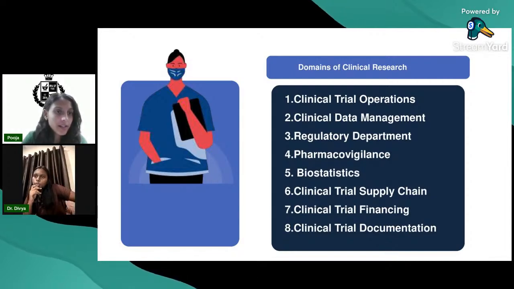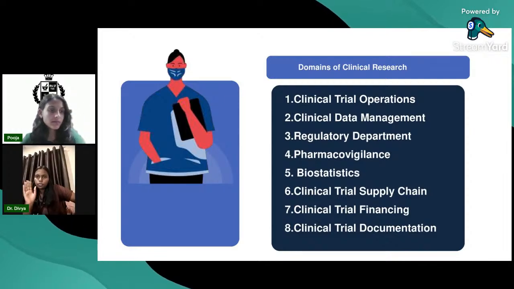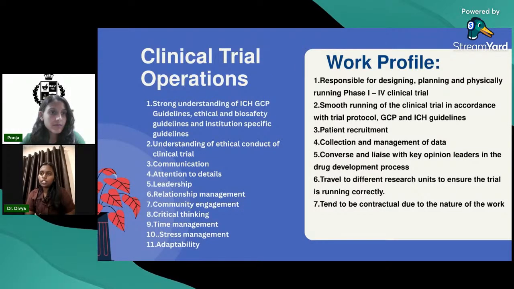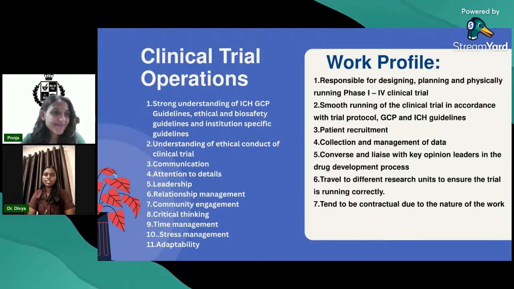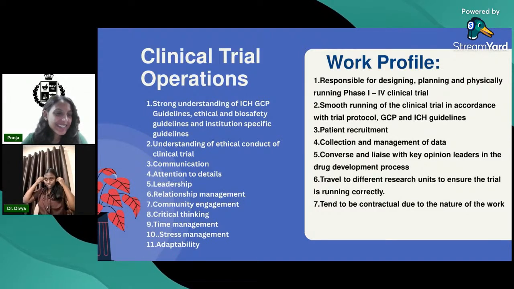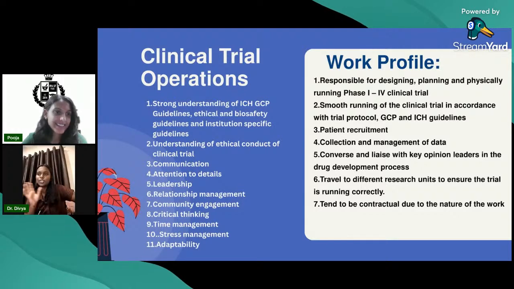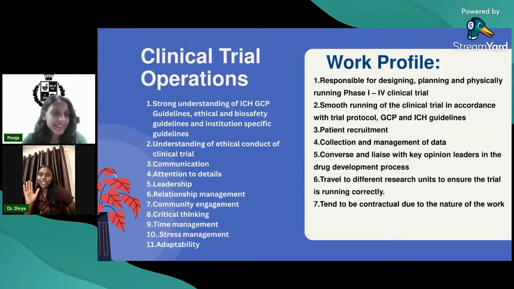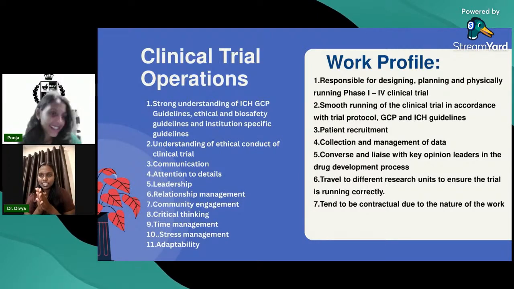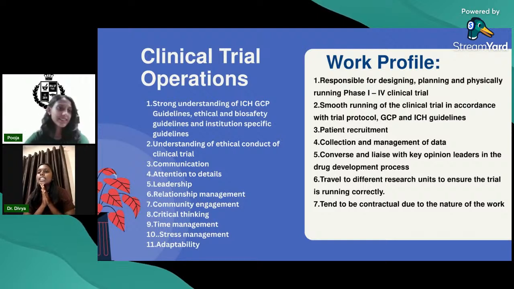Yes. So let's go into each domain one by one. Next slide, please. This slide may look crowded to you, but trust me, you cannot find this information in its simplest form anywhere on the internet. I will explain the slide in very simple language, even though it is looking crowded. It is actually not looking good to me as well, but it is very important information. So, firstly, clinical trial operations.